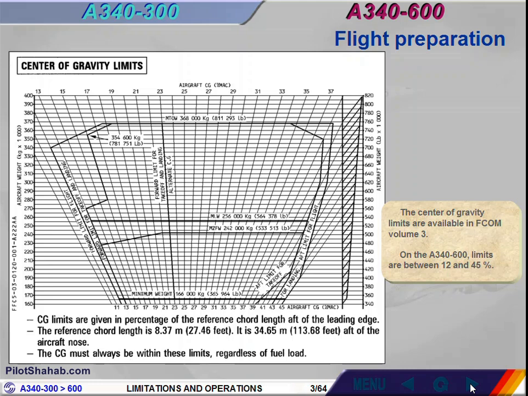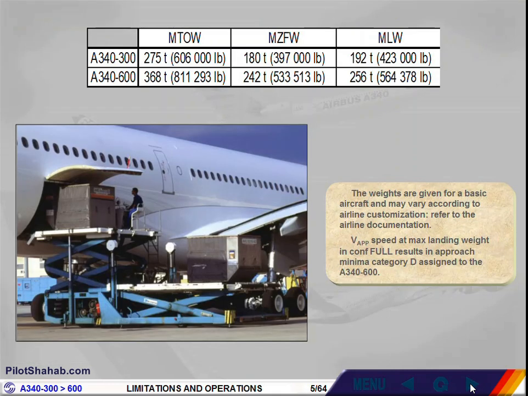On the A340-600, limits are between 12 and 45%. The weights are given for a basic aircraft and may vary according to airline customization. Refer to the airline documentation. V approach speed at max landing weight in Conf full results in approach minima category D, assigned to the A340-600.